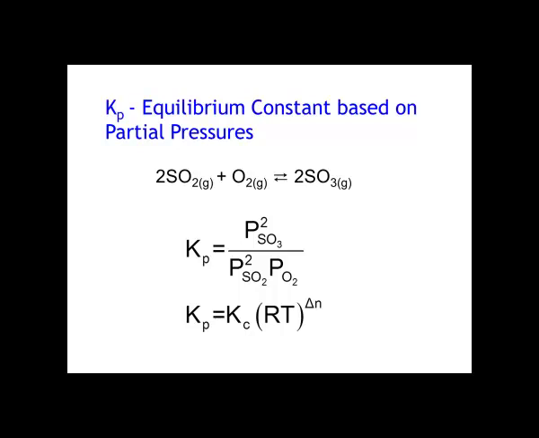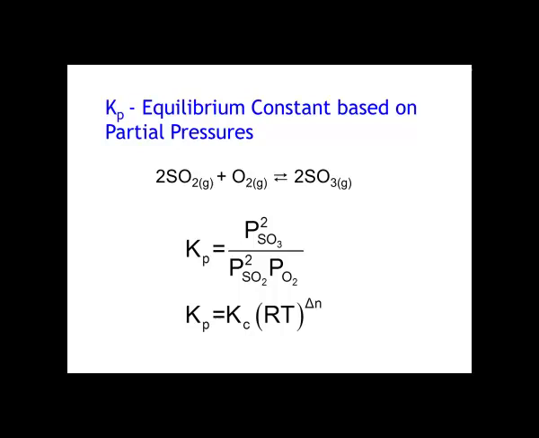Kp is an equilibrium constant based on partial pressures rather than concentration. Here we have 2 moles of SO2 reacting with O2 to form 2 moles of SO3. We write an expression Kp, equilibrium based on partial pressures, equal to the partial pressure of sulfur trioxide squared divided by the partial pressure of sulfur dioxide squared times the partial pressure of oxygen.